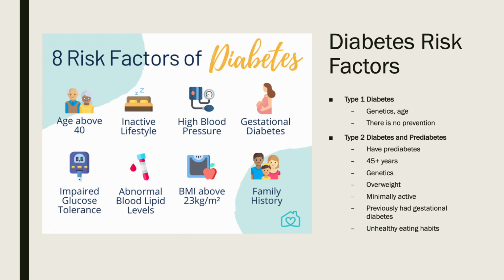So what are the risk factors of diabetes? You're over the age of 40 or 45. You have an inactive lifestyle. You don't like to work out too much, maybe called a couch potato. You chronically have high blood pressure that's not taken care of with your medication. You have gestational diabetes, impaired glucose tolerance, abnormal blood lipid levels, BMI above 23, family history.